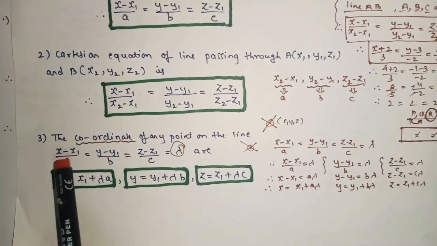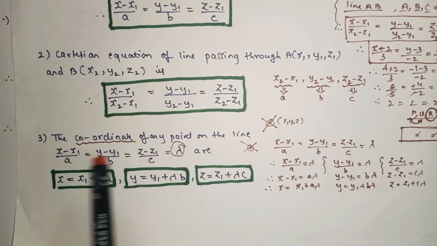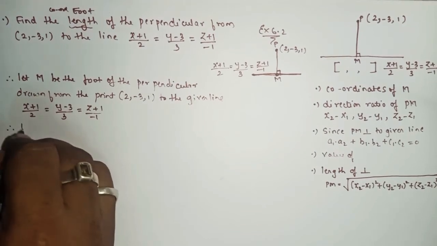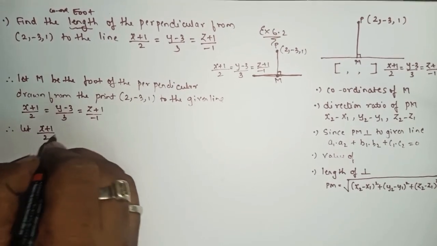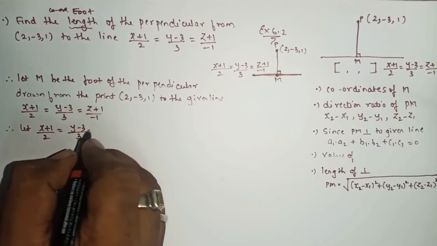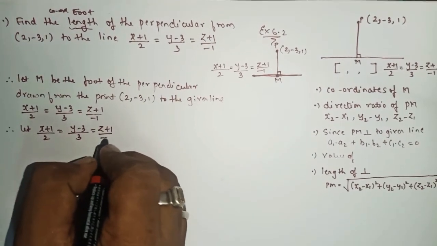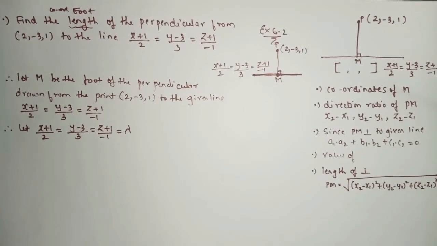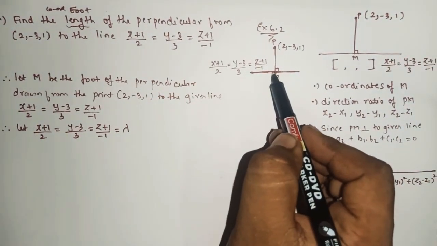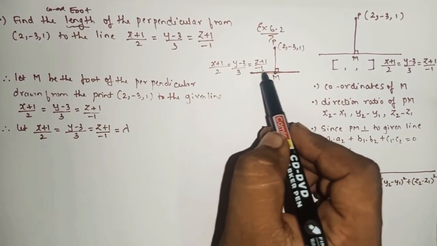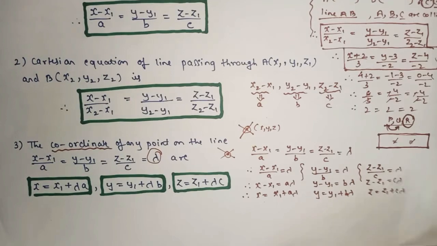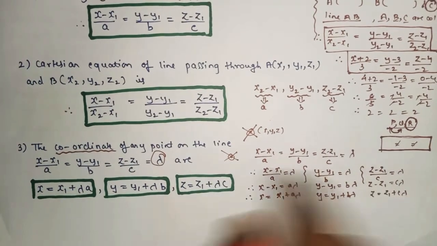So you will take what? Each ratio of this Cartesian equation equals lambda. So here, let (x plus 1) upon 2, (y minus 3) upon 3 equal (z plus 1) upon minus 1. Let's take each ratio equal to lambda, because whenever you have to find the coordinate of any point on the line, we use this. Just in the last lecture we saw one sum based on this, yes or no? So to find the coordinate of any point on the line, we have to use this concept.